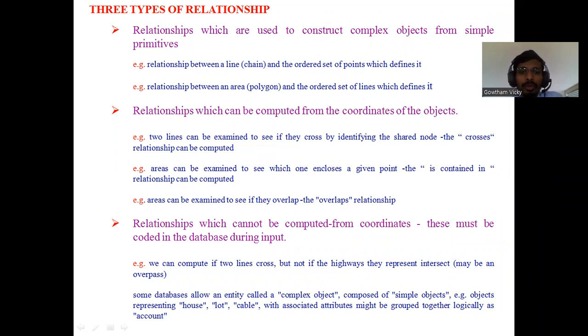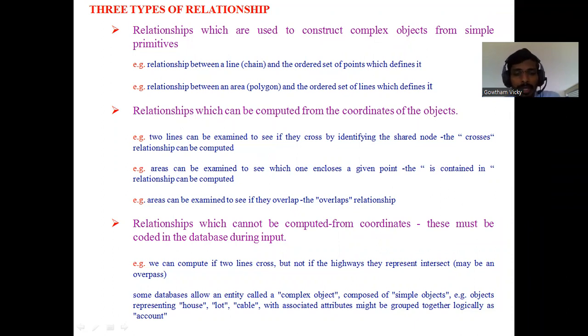Two lines can be examined to see if they cross, and by identification, the shared node, the crosses relationship, can be computed. The areas can be examined to see which one encloses a given point, and then the contained-in relationship can be computed. The areas can be examined to see if they overlap, the overlaps relationship. These overlap relationships can be computed from coordinates, or they must be coded in the database or during the input. For example, we can compute two lines, such as the cross lines in the highway. They represent the intersects.